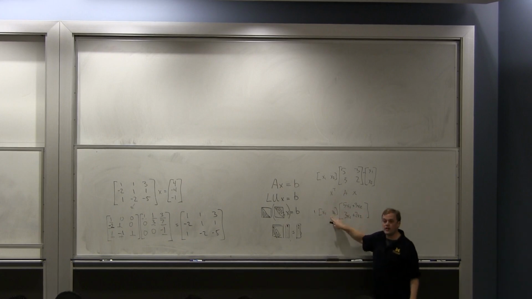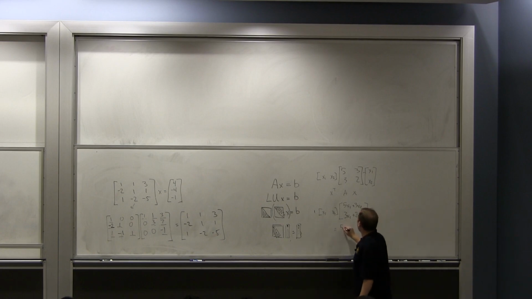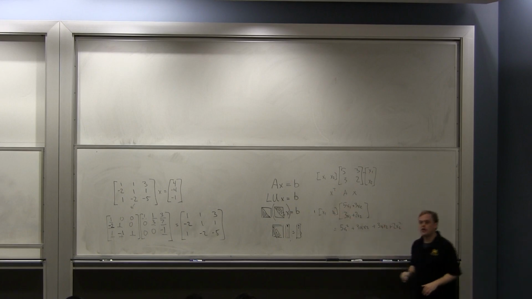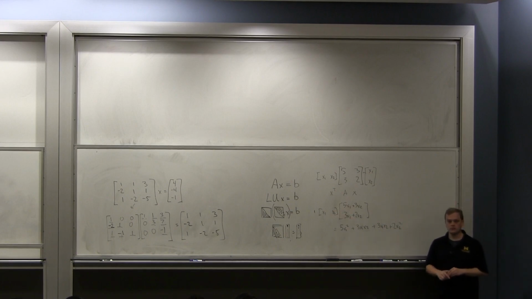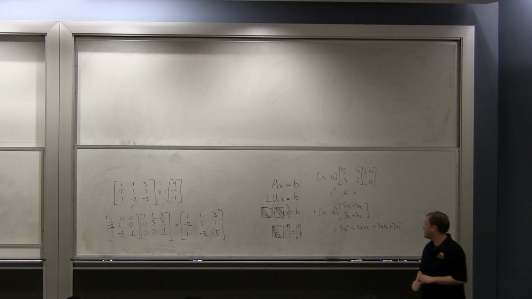This is a 1 by 2 times a 2 by 1. It's going to give me a 1 by 1, which is a good thing because I was expecting to end up with a scalar. So 5x1 squared plus 3x1 x2, that's this product, plus this guy, 3x1 x2 plus 2x2 squared. Everybody happy? Key thing to remember here is that at the end of the day, this is just a polynomial that we can manipulate.